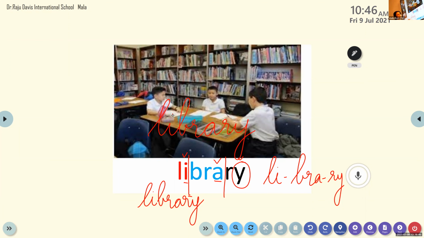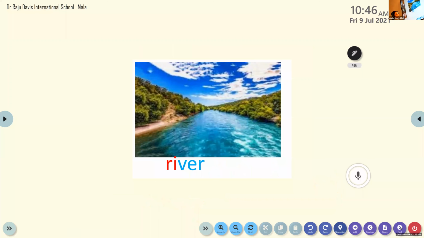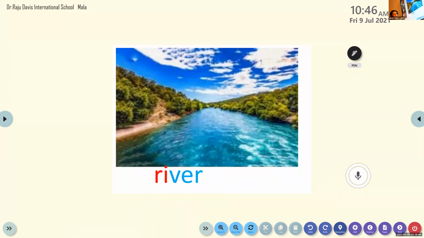Now let's move on to the next word. What is this word? River. How many vowels are there in this word? Very good. Which are those, my dear children? I. Very good. So how many syllables are there in this word? Two. Very good. Yes, two.